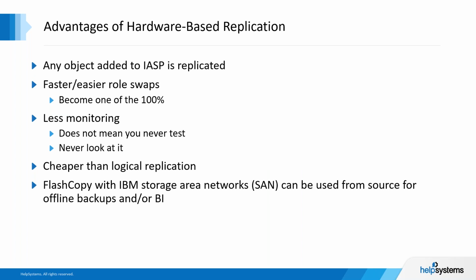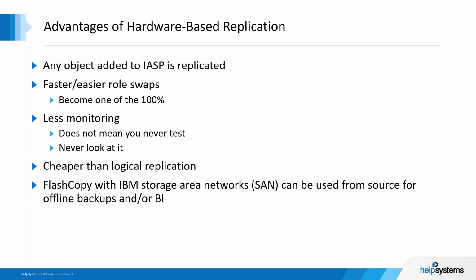So some of the advantages of hardware-based replication are really that any object that's in the independent ASP or any library in the independent ASP is replicated. And some of this leads to, we typically see some faster and easier role swaps so that people who have PowerHA can become the people who are 100% confident in their HA solution. And some of that's driven by this, any object in the independent ASP is replicated.